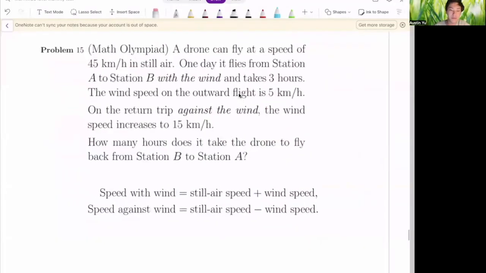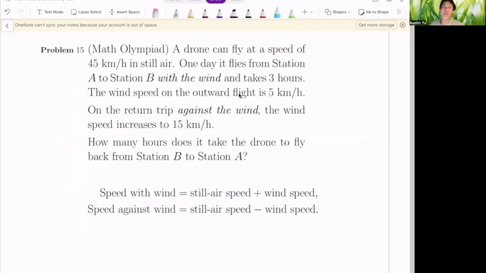Problem 15. A drone can fly at a speed of 45 kilometers an hour in still air. One day it flies from station A to station B with the wind and takes 3 hours. The wind speed on the outward flight is 5 kilometers an hour. On the return trip against the wind, the wind speed increases to 15 kilometers an hour. How many hours does it take the drone to fly back from station B to station A?